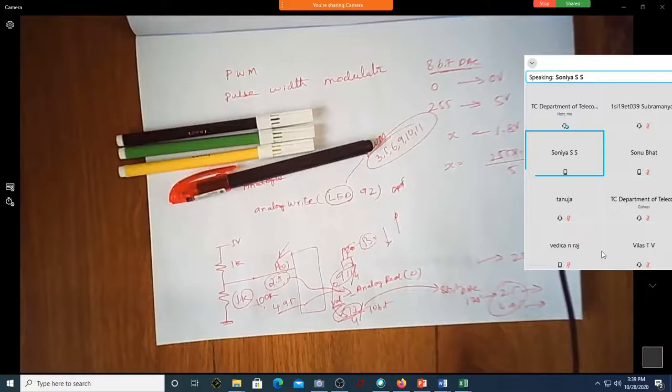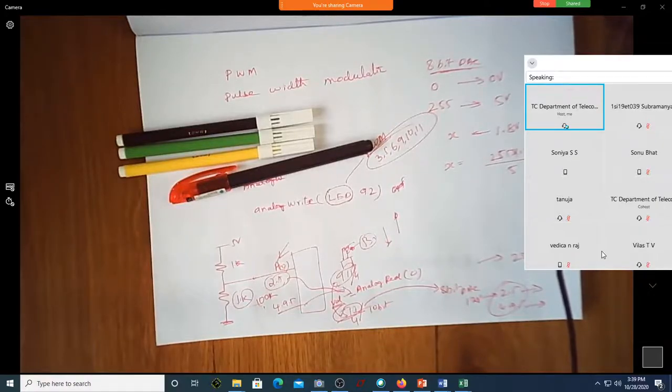So pinMode means, because there are 14 digital IOs, I have to specify to my controller what pin is used as what. If you are reading something, that should be an input. If you are writing something, it should be an output. You are connecting an LED, so for the LED you want to write something onto that pin. So it should be an output pin.